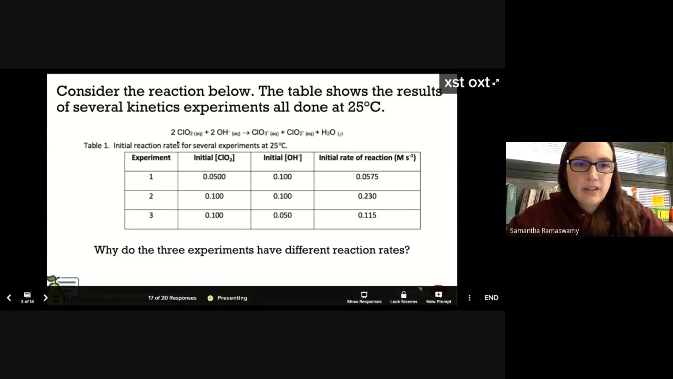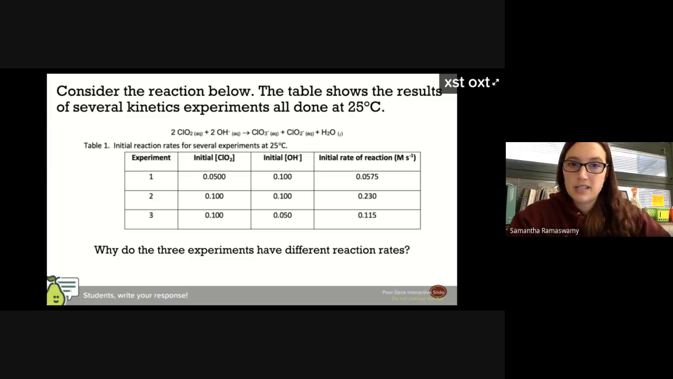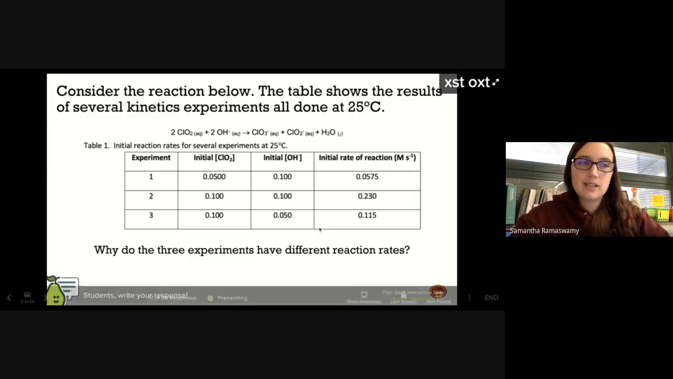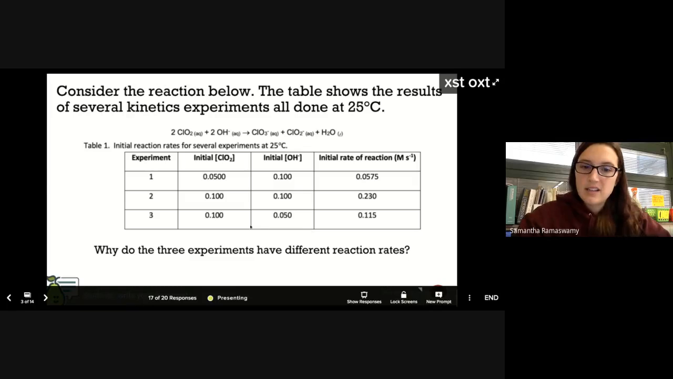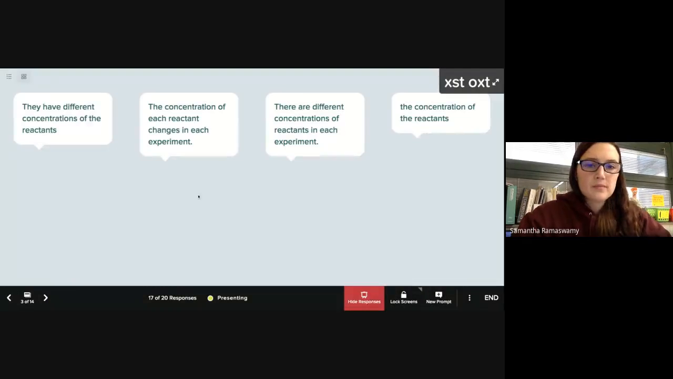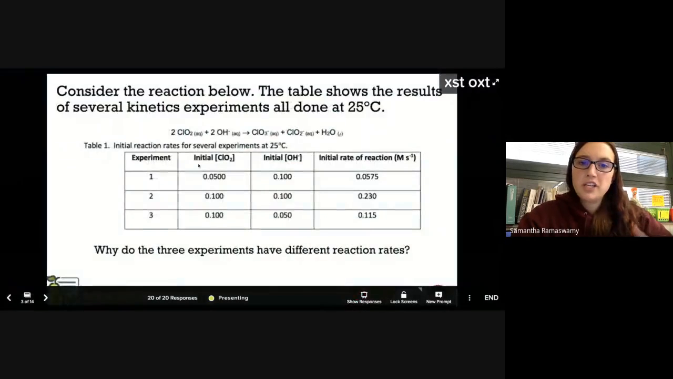And if you notice here, right above the table it says initial rates for several experiments at 25 degrees Celsius. So it says that the temperature is the same, right? All of these are at 25 degrees Celsius. It doesn't say anything about a catalyst, right? So if we take a look at some of these, they have different concentrations of reactants. Concentration of each reactant changes. So the concentration is different. Different concentrations will result in different rates.